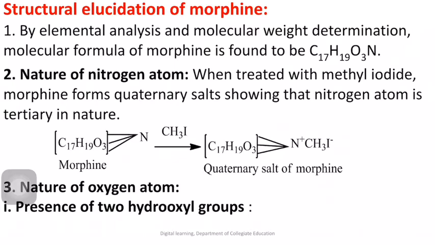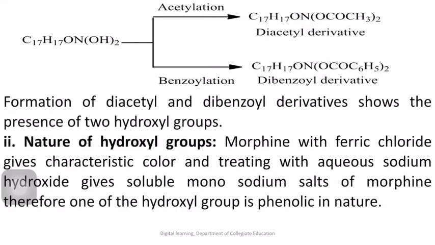Next, there are 3 oxygen atoms, so we need to find out the nature of these oxygen atoms. First is the presence of 2 hydroxyl groups. You have seen in the structure, right? 2 OH groups. When morphine is subjected to acetylation, it forms a diacetyl derivative, or when it is subjected to benzoylation, it forms a dibenzoyl derivative. So this indicates that morphine contains 2 hydroxyl groups.